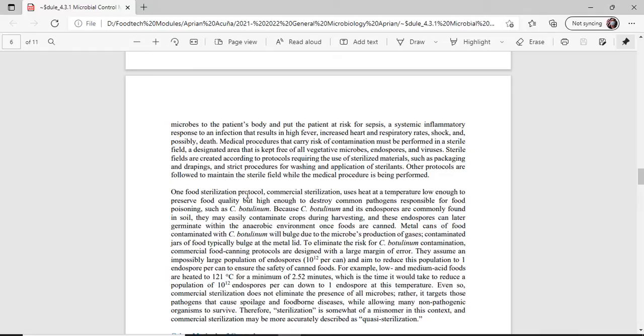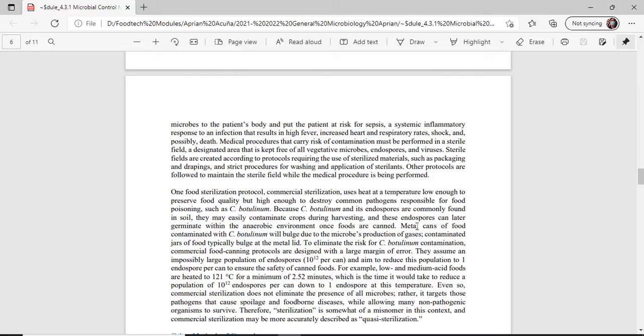Sterilizing protocol: conventional sterilization uses heat at a temperature low enough to preserve your food quality but high enough to destroy your common pathogens. So this is very important for you food technologists, and responsible for food poisoning such as your Clostridium botulinum, because C. botulinum and its endospores are commonly found in the soil. They may easily contaminate crops during harvesting and this endospore can later germinate within an anaerobic environment.